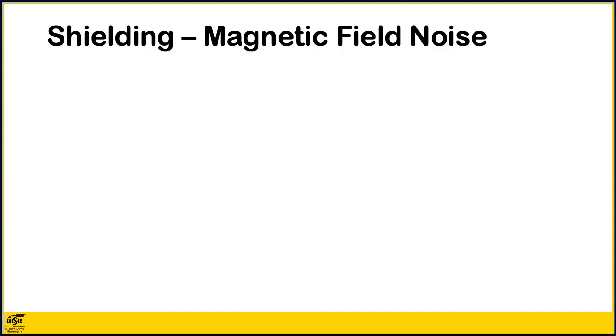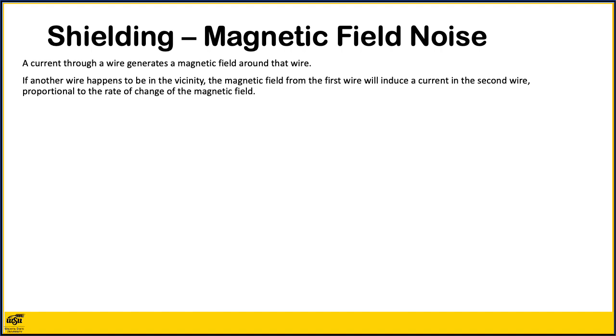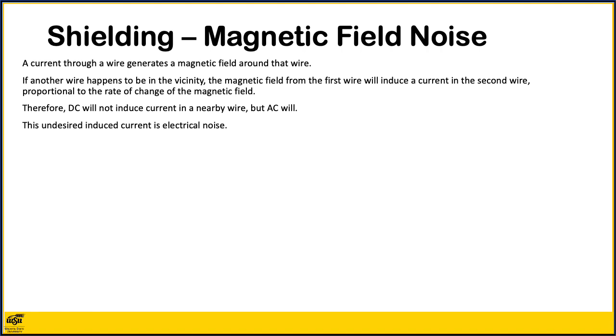Shielding from magnetic field noise. A current through a wire generates a magnetic field around that wire. If another wire happens to be in the vicinity, the magnetic field from the first wire will induce a current in the second wire proportional to the rate of change of the magnetic field. Therefore, DC will not induce current in a nearby wire, but AC will. This undesired induced current is called electrical noise.